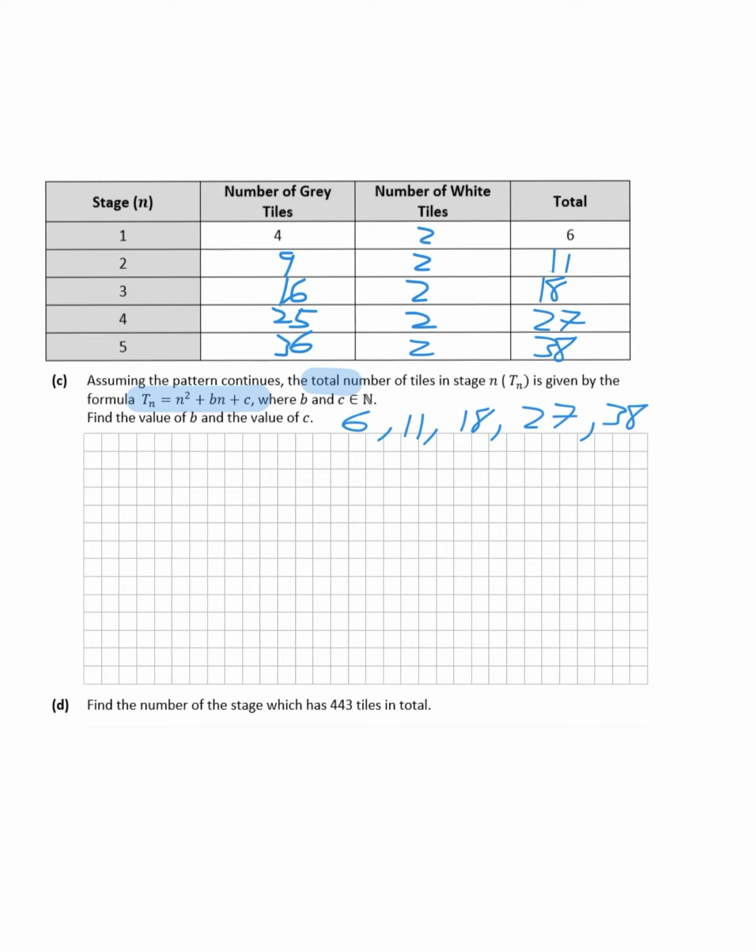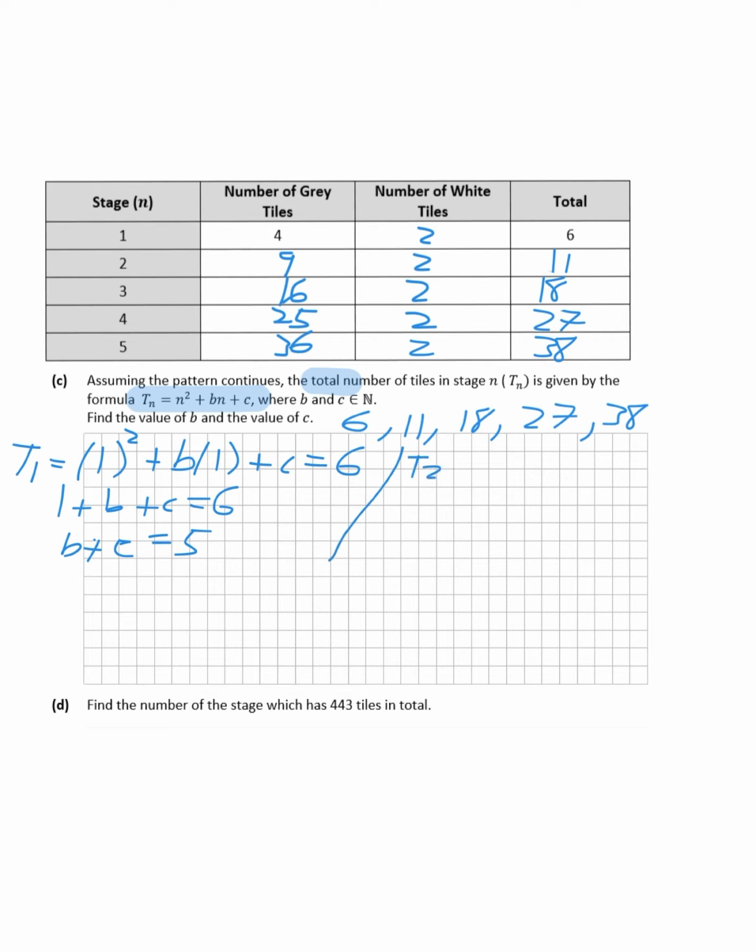So to solve these, first of all, let's sub in 1 for n and equal it to the first term. So T of 1, putting 1 in instead of n in the formula. So we'll have 1 squared plus b times 1 plus c equals the first term, which is 6. So then we'll have 1 plus b plus c equals 6. So b plus c equals 5, because you bring the 1 across and it's minus.